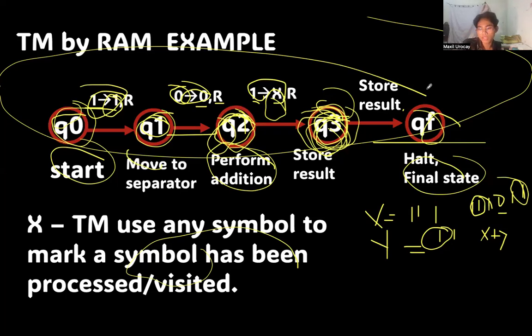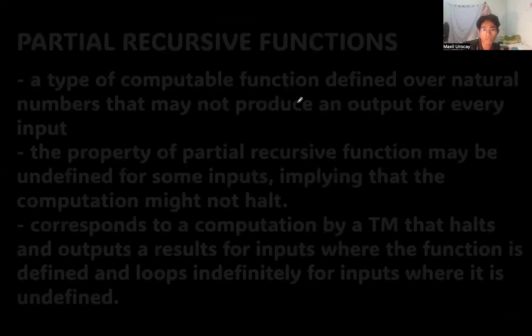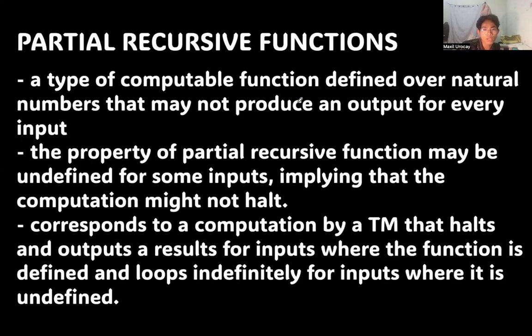And then let's continue to the equivalence of Turing machines, Turing computable functions, and partial recursive functions. But before that, let's try to define first what a recursive function is. So the partial recursive function is a type of computable function which is defined over natural numbers that may not produce an output for every input.